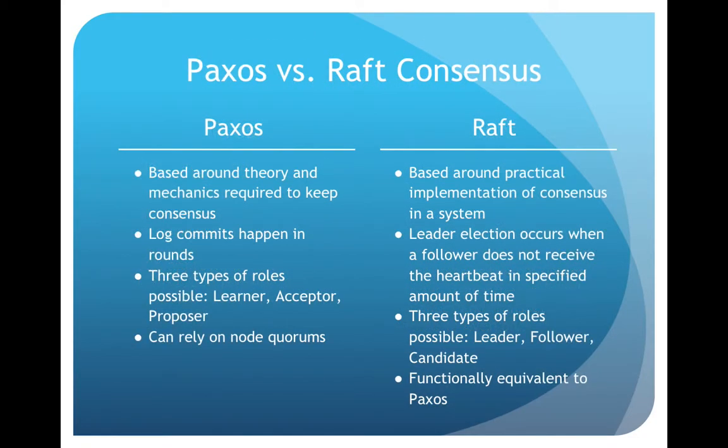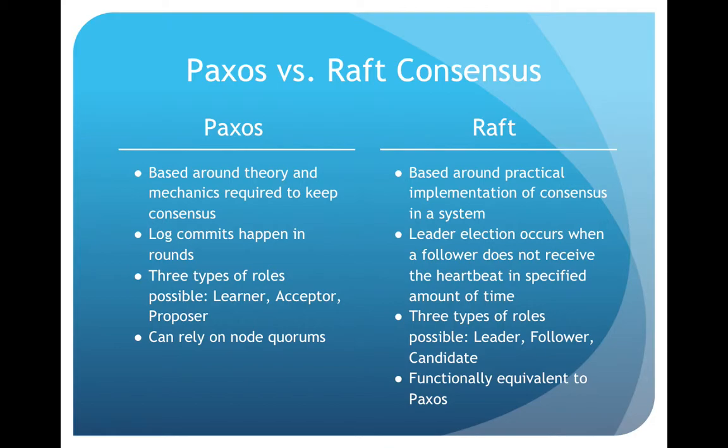The second alternative to Raft is Paxos, which is the original consensus algorithm. While Paxos and Raft have many similarities, there are a few major differences. Paxos is designed around the theory and mechanics needed to keep consensus between systems, while Raft was designed around practical implementations of distributed systems. Raft is much easier to understand and implement.